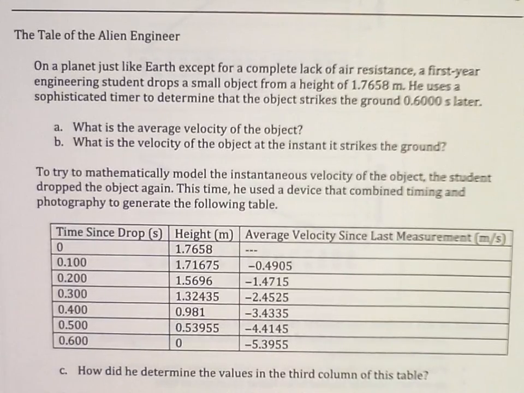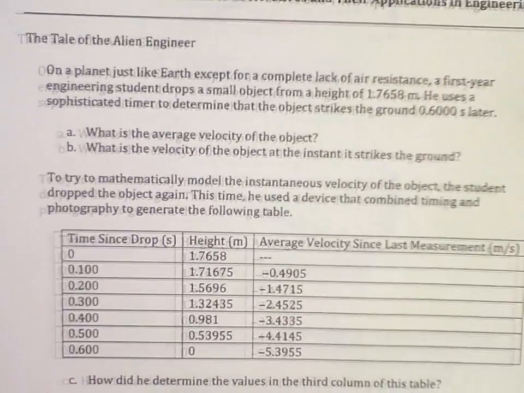So on a planet just like Earth, except for a lack of air resistance, so we take that out of play, a first year engineering student drops a small object from a height of 1.7658 meters and uses a sophisticated timer to determine the ball strikes the ground at 0.6000 seconds. So one thing is here, he has a very accurate measuring device, which is going to give us a lot of significant figures to keep up with. And the first thing he wants to know is, given these things, what's the average velocity?